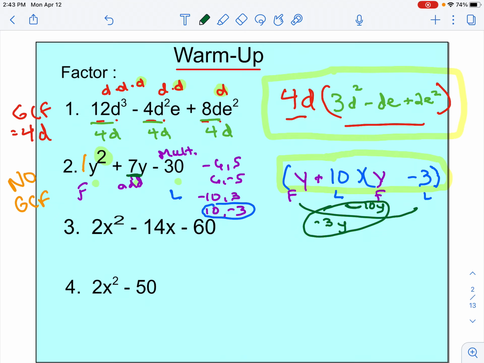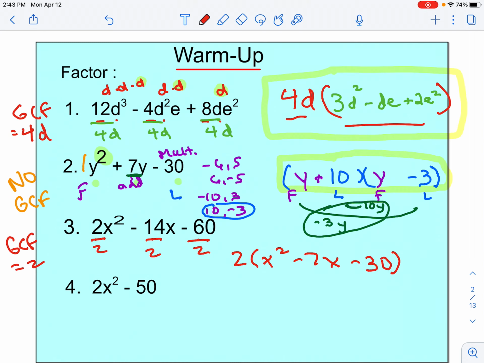Okay, now this third problem does have a GCF. The third problem has a GCF because there's a 2 that goes into each. So my problem is going to look like 2 times, and then what I put in the remaining is when I divide by the GCF, which would give me x squared minus 7x minus 30.